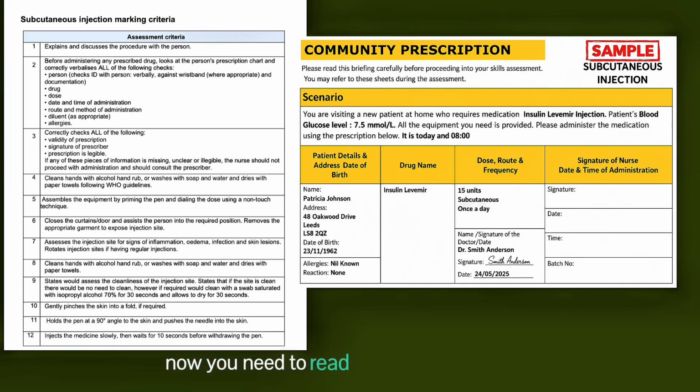Now you need to read the prescription again. Drug name is insulin Levemir. Dose is 15 units, subcutaneous, once a day. There's a doctor's signature and name, and the date is today. I'm going to prepare a 15 unit insulin.